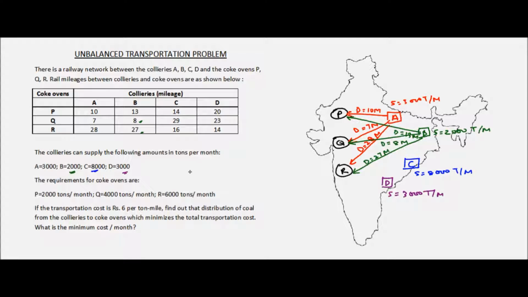Now, there is a certain demand or requirement for the coke ovens. P requires 2,000 tons per month. So the demand at P is 2,000 tons per month. Q requires 4,000 tons per month. And R requires 6,000 tons per month.